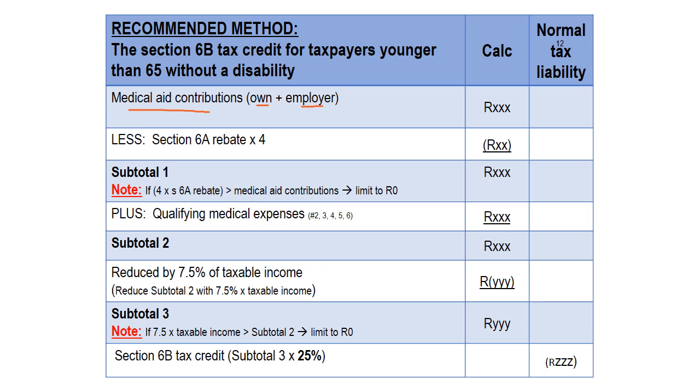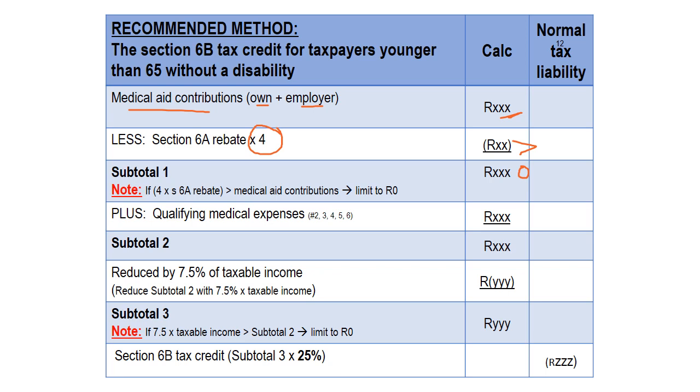So instead of multiplying our Section 6A rebate over here by 3, because we are dealing with a natural person who is younger than 65 and there's no disability, we multiply it by 4. So our total medical aid contributions less our Section 6A rebate multiplied by 4, that's going to give me subtotal 1. Again, if at this point in time your 4 times Section 6A rebate is higher than your total medical contributions, we will limit this one to 0. Then it looks quite similar, plus your qualifying medical expenses. That is going to bring you to a subtotal 2, right?